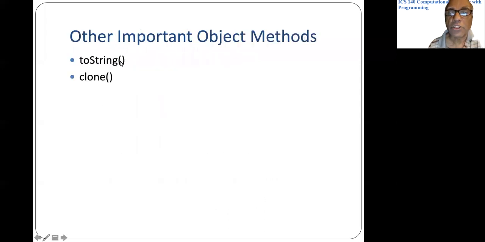The other important Object methods are toString and clone. We have already discussed toString in a previous video. Clone, we probably won't spend much time on this semester. It is, in my opinion, a little less important for the kind of things we are doing here.